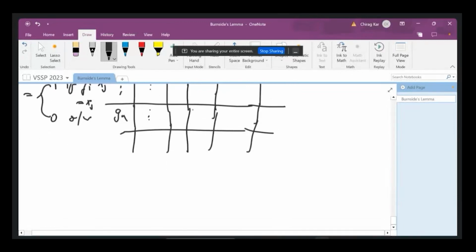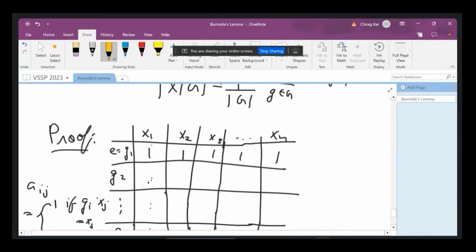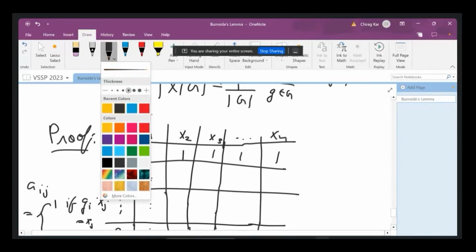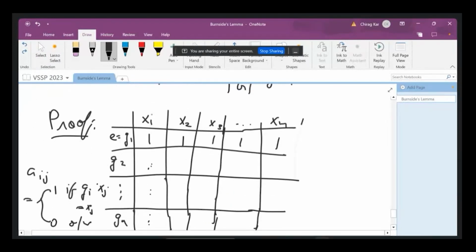So basically what this gives us is the cardinality, or rather the order, of the stabilizer of x1. And similarly, in general, what we have on this side, and I'm going to use a different color for this, is that this basically gives you the stabilizer of xi in general. Similarly, this is basically what the column addition looks like. What about the row sum?